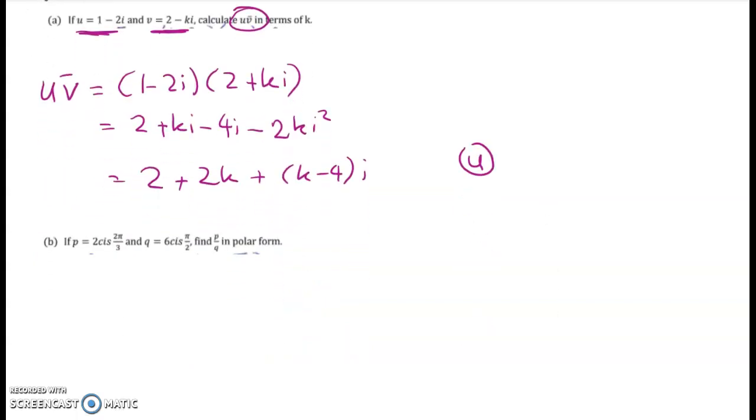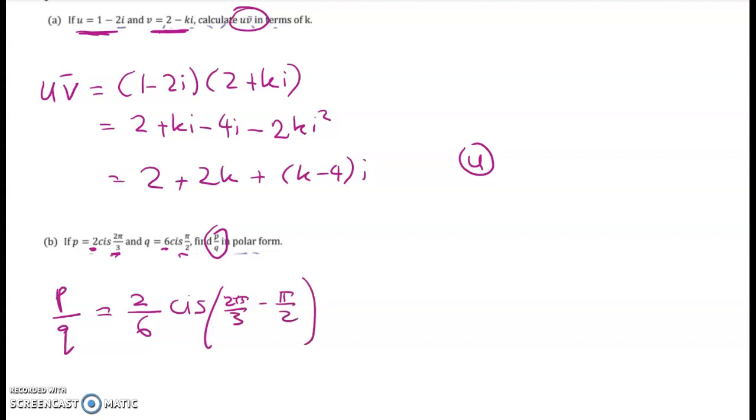And the next one is also really straightforward, and guys, you did this really well. I think everyone got this. So when we've got polar form and we are dividing one by the other, we are going to divide the magnitudes and we're going to subtract the arguments. So that gives us straight away P over Q is equal to 2 over 6 cis of 2 pi on 3 minus pi on 2.